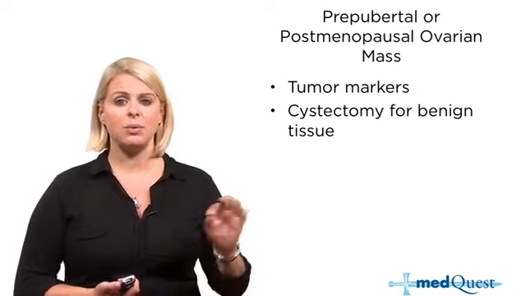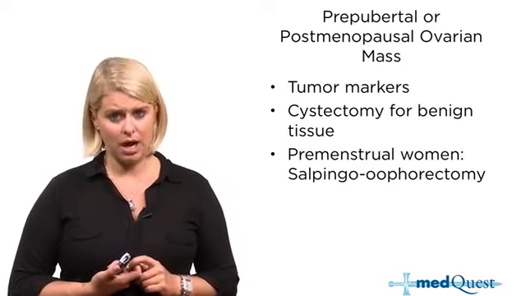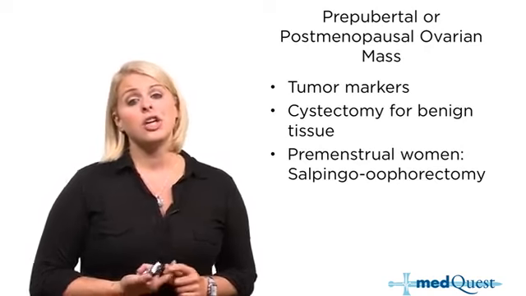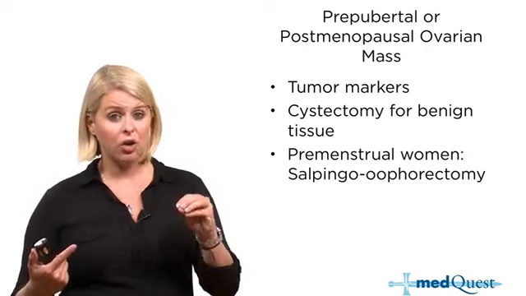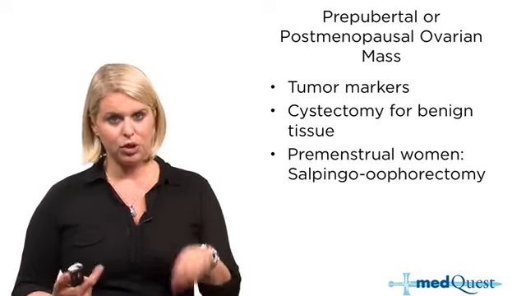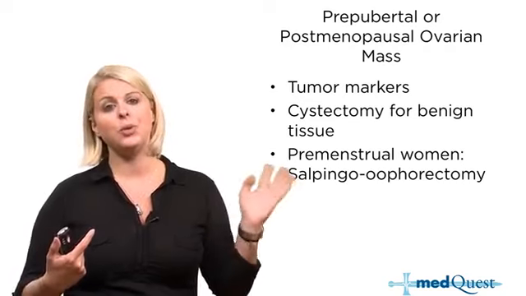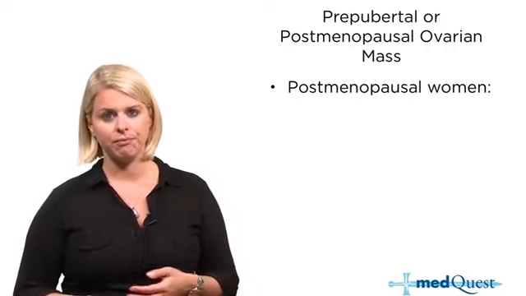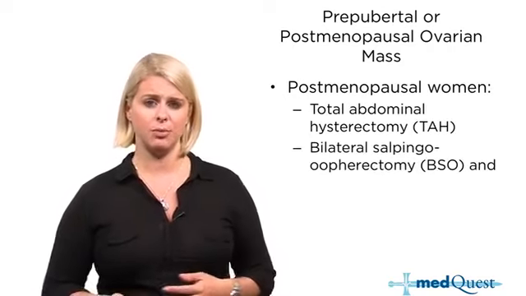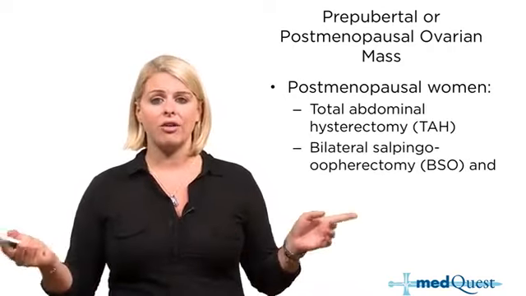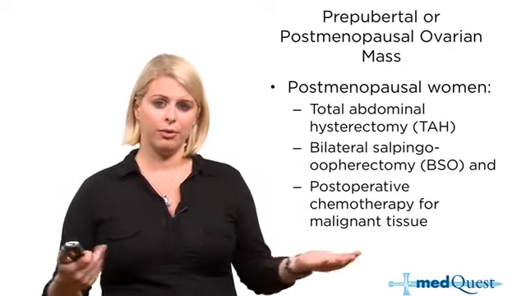And a cystectomy will be done if there's benign tissue around it. For premenopausal women, you're going to do a salpingo-oophorectomy. What does that mean? You're going to remove one ovary and one fallopian tube because you want to remove the cancer, but you want to preserve their fertility. In postmenopausal women, you're just going to do a total abdominal hysterectomy and remove everything. You'll also do a bilateral salpingo-oophorectomy, and you may need to do post-op chemo for malignant tissue.